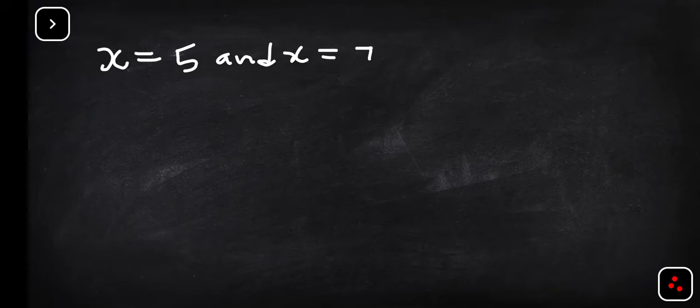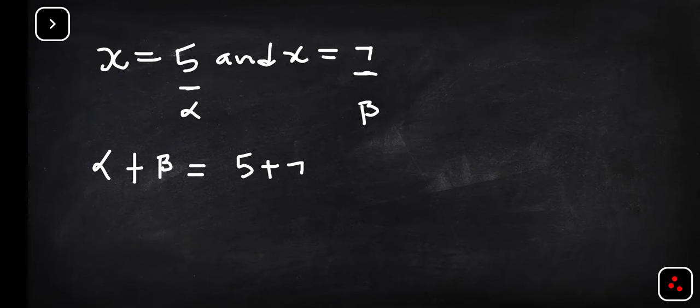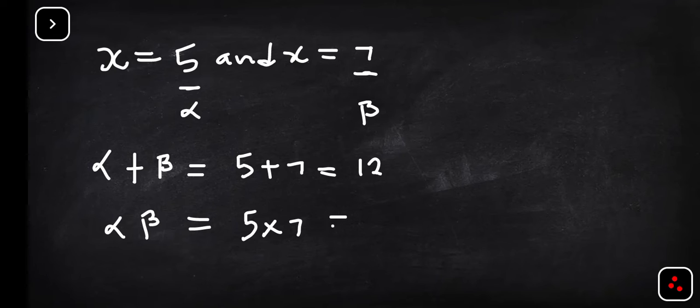Let's say the roots of the equation they give us is x equal to 5 and x equal to 7. So the question could be: the roots of a quadratic equation are 5 and 7, find the quadratic equation. In this instance, 5 here is alpha, 7 here is beta. Now we need to know the sum of roots, alpha plus beta. That is 5 plus 7. We need to know the product of roots, which is alpha times beta, which is 5 times 7. 5 plus 7 is 12. 5 times 7 is 35.